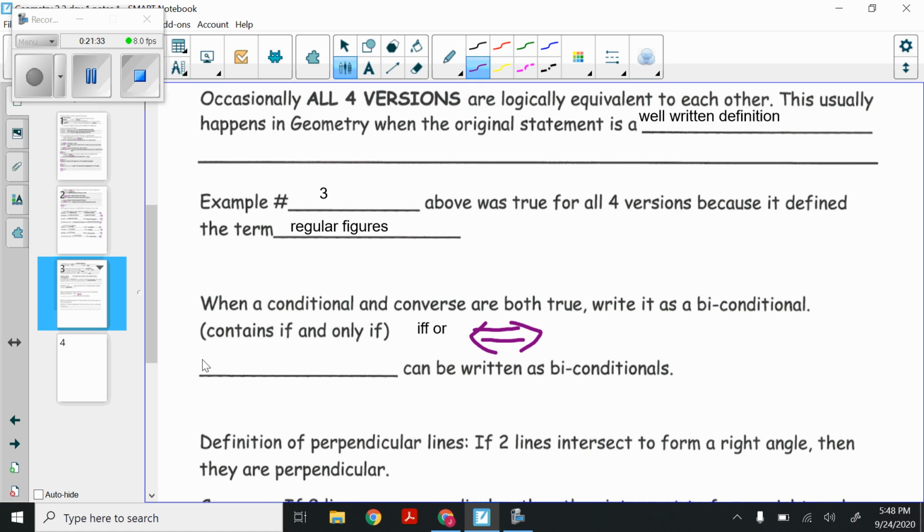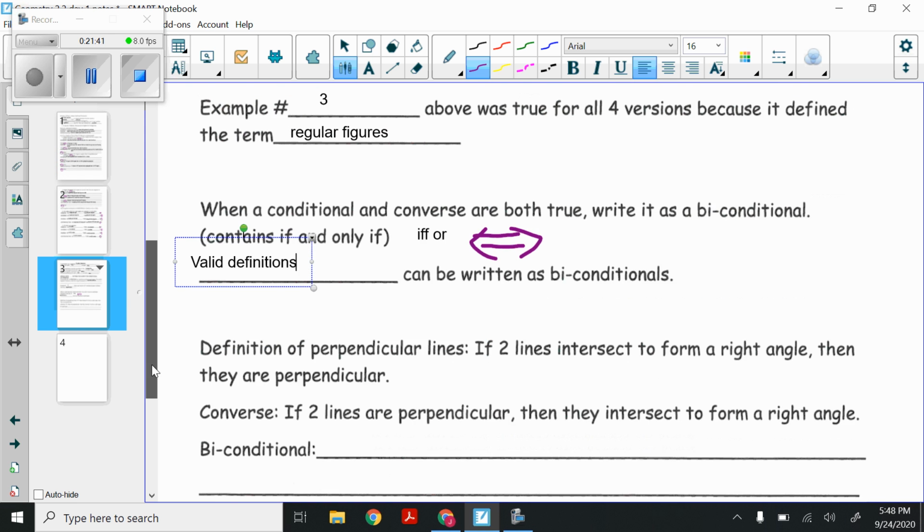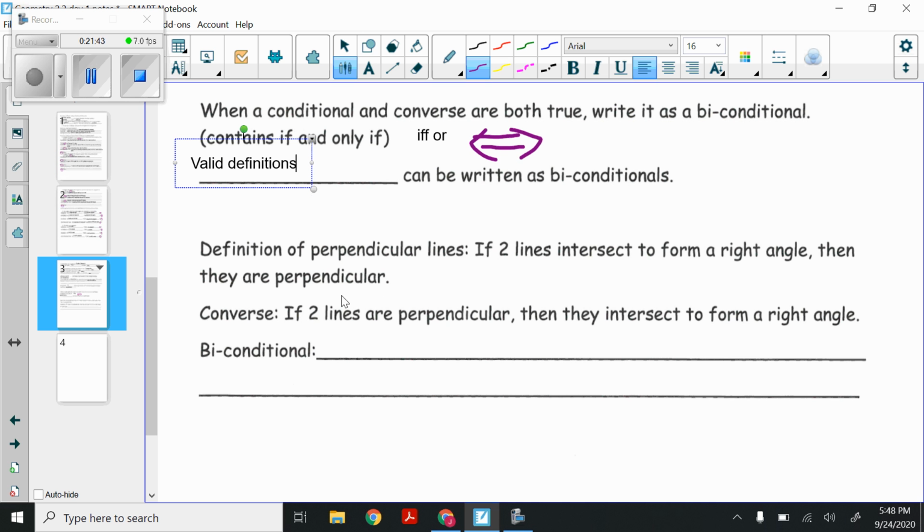So what can be written as biconditionals? Valid definitions can be written as biconditionals. So let's look at one. The definition of perpendicular lines. If two lines intersect to form a right angle, then they are perpendicular. The converse, if two lines are perpendicular, then they intersect to form a right angle. Both of those are true, right?